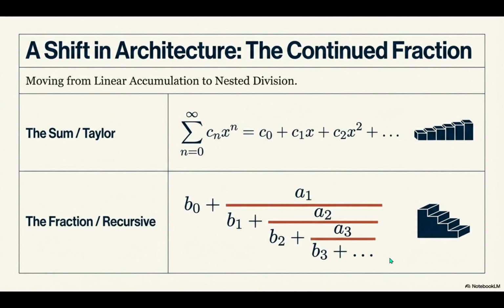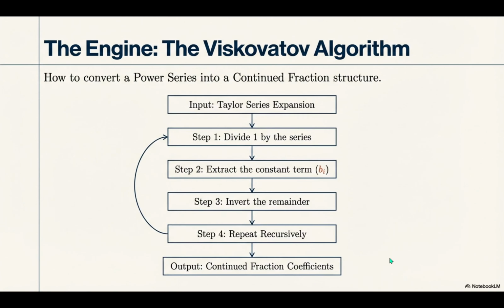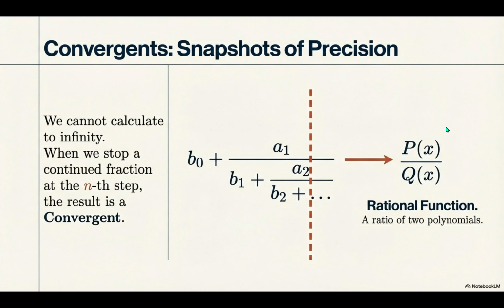A sum just piles up value. But a continued fraction creates this dynamic relationship between the numerator and the denominator at every single step. It allows the function to twist and turn in ways a polynomial just can't. It captures the global topology of the function. That's the word for it.